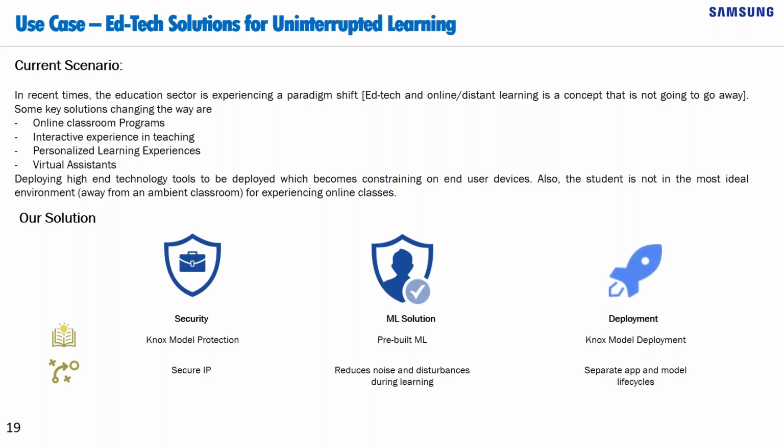However, many of these solutions in the edtech domain are, again, very resource intensive. They run on high-end technology, and running them on the end user's device and deployment is actually a constraint. Also, the student and the teacher are not in the most ideal environment of a classroom while they are learning. For this, Samsung Knox ML solution can work with the solution provider to provide ease of deployment of their AI ML based solutions to the end user's device without impacting the performance and experience.